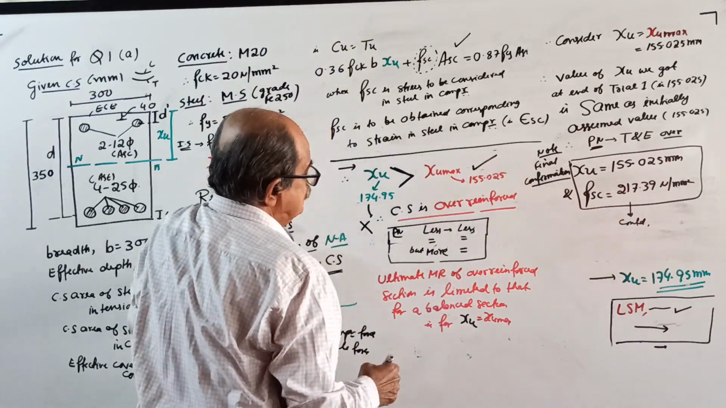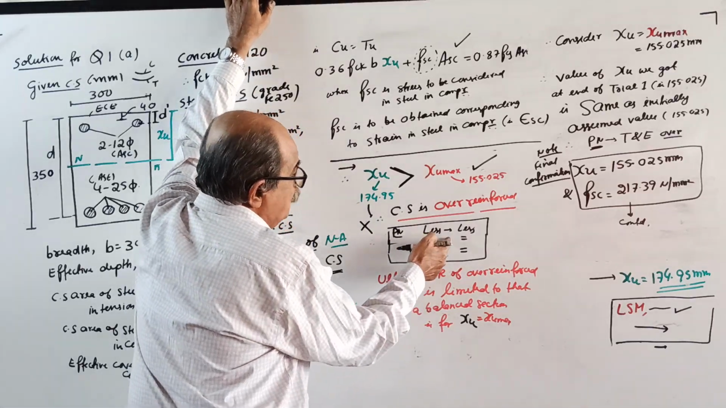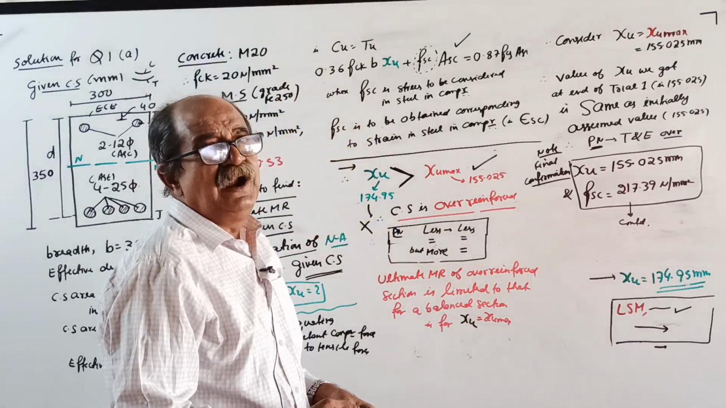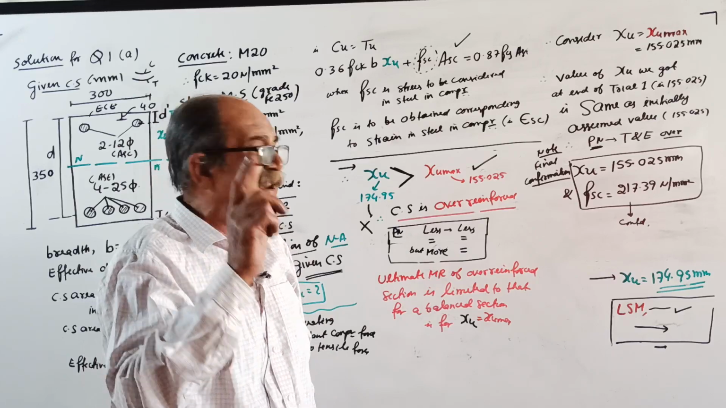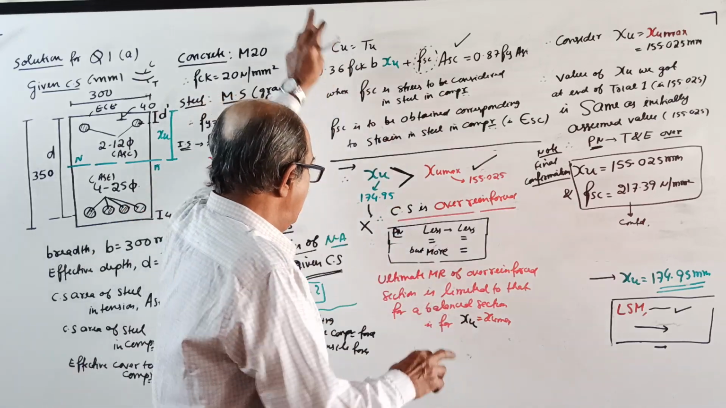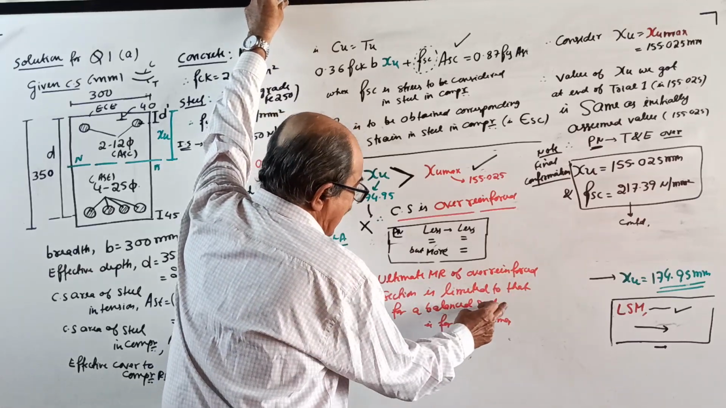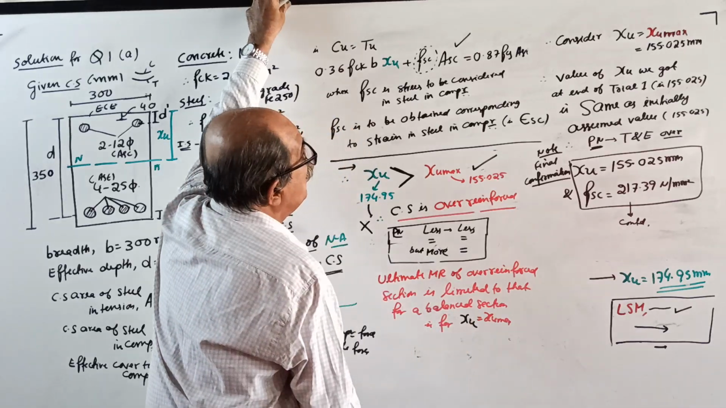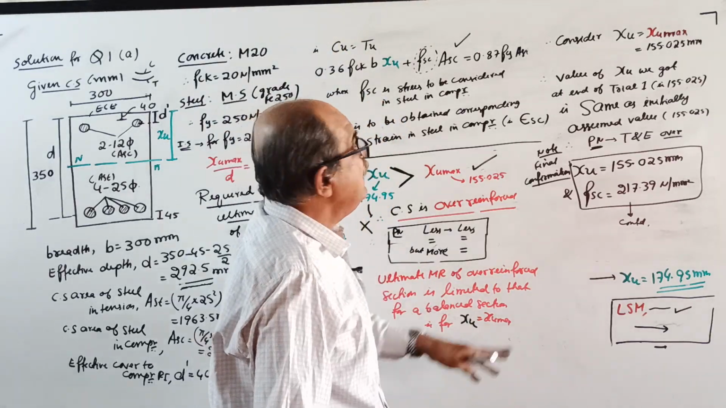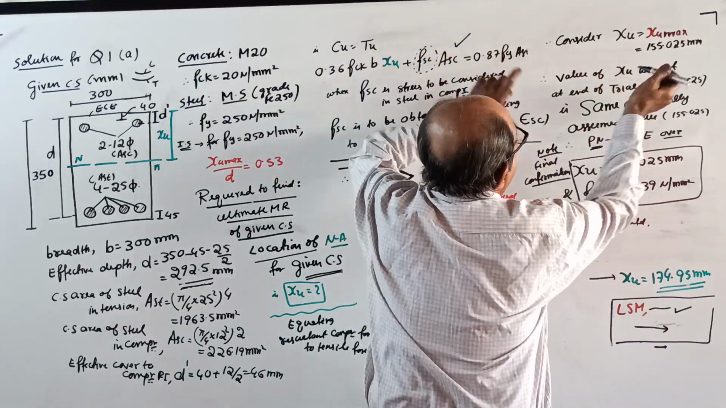This is valid, so you write here. Now one statement. Whenever you get an over reinforced section, one statement is required. I don't know what I wrote last time, but the meaning is the same. Ultimate MR of an over reinforced section is limited to that of a balanced section, that is, for XU equal to XU max. Therefore, for all further calculation, you take XU equal to XU max. This is the value of XU.